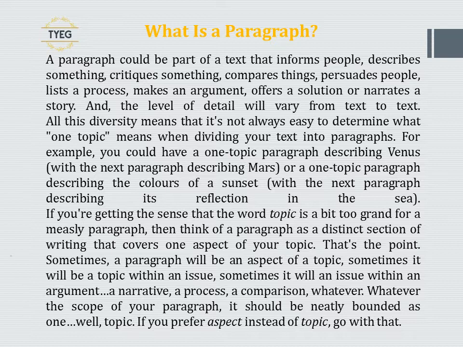All this diversity means that it's not always easy to determine what one topic means when dividing your text into paragraphs. For example, you could have a one-topic paragraph describing Venus, with the next paragraph describing Mars, or a one-topic paragraph describing the colors of a sunset, with the next paragraph describing its reflection in the sea.